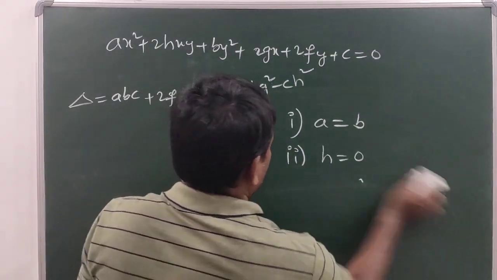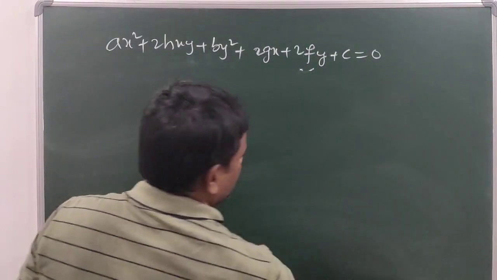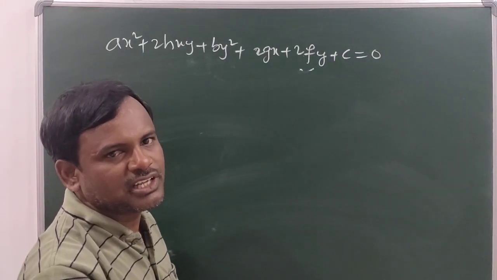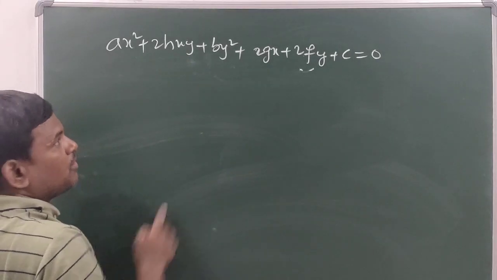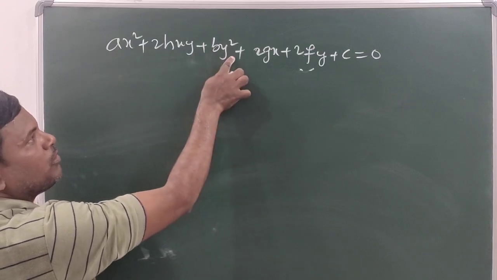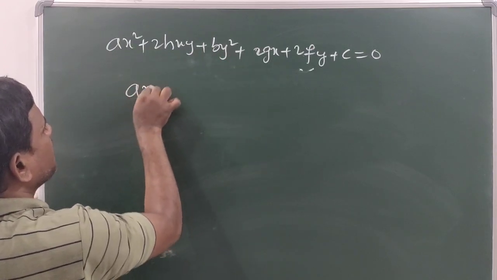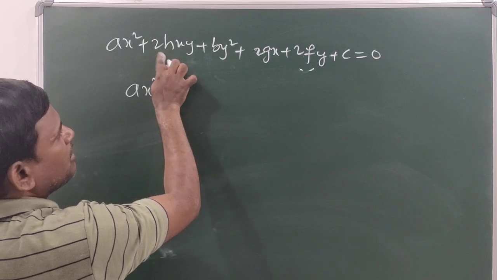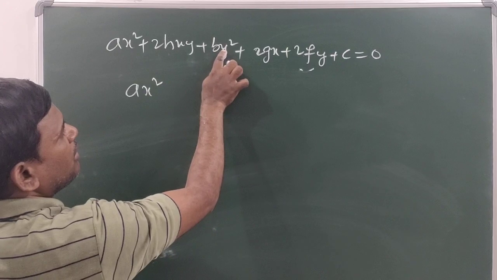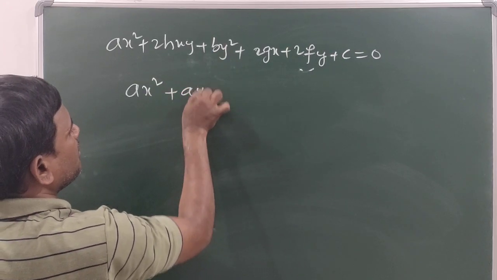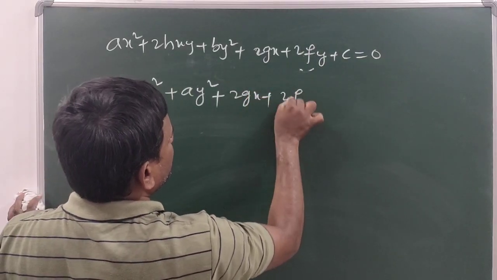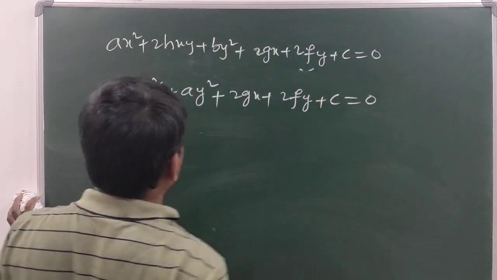So in the next step, in place of h, I am going to take 0 because we are discussing circles. So here I am writing h equal to 0 and I am writing coefficient of x square equal to coefficient of y square. See here, ax square. If you take h is equal to 0 and put b equal to a, here ay square plus 2gx plus 2fy plus c equal to 0.